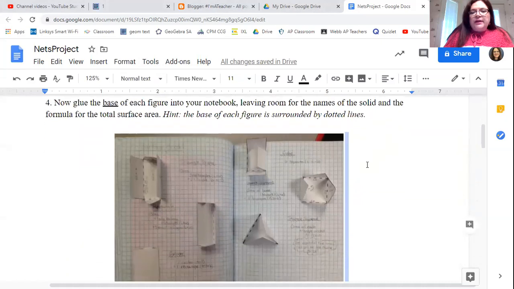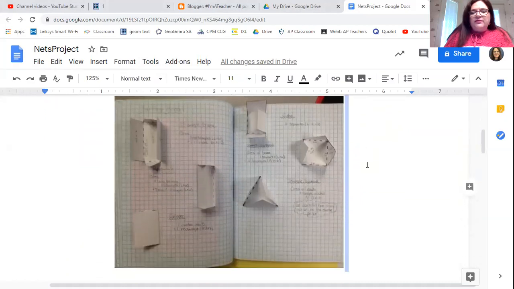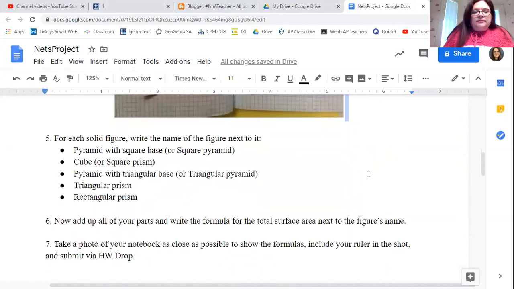Make sure you're folding on the dotted line, so the part that folds up is what you're not gluing down, just the base. And then for, again, each of the solid figures, write the name of the figure next to it. And so there are 5, and I've given you the 5 names.